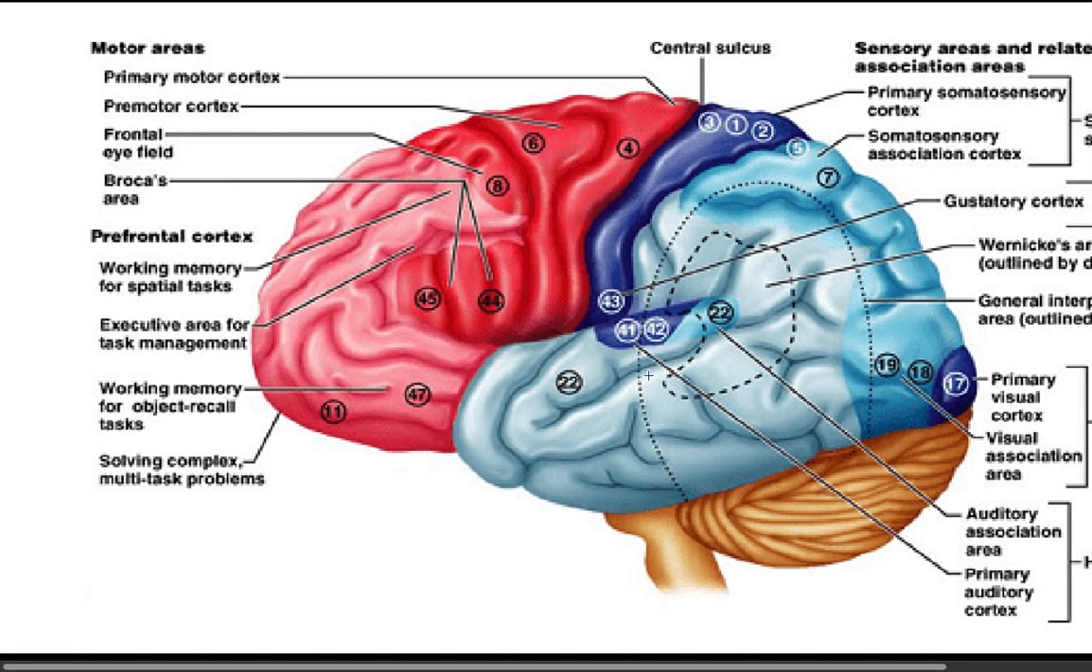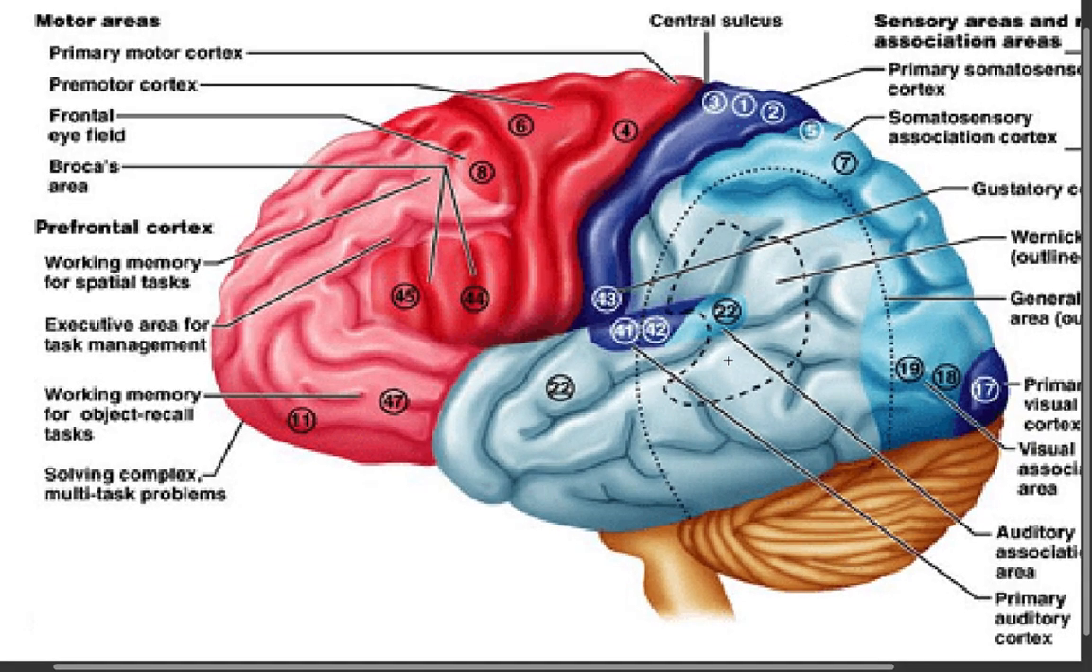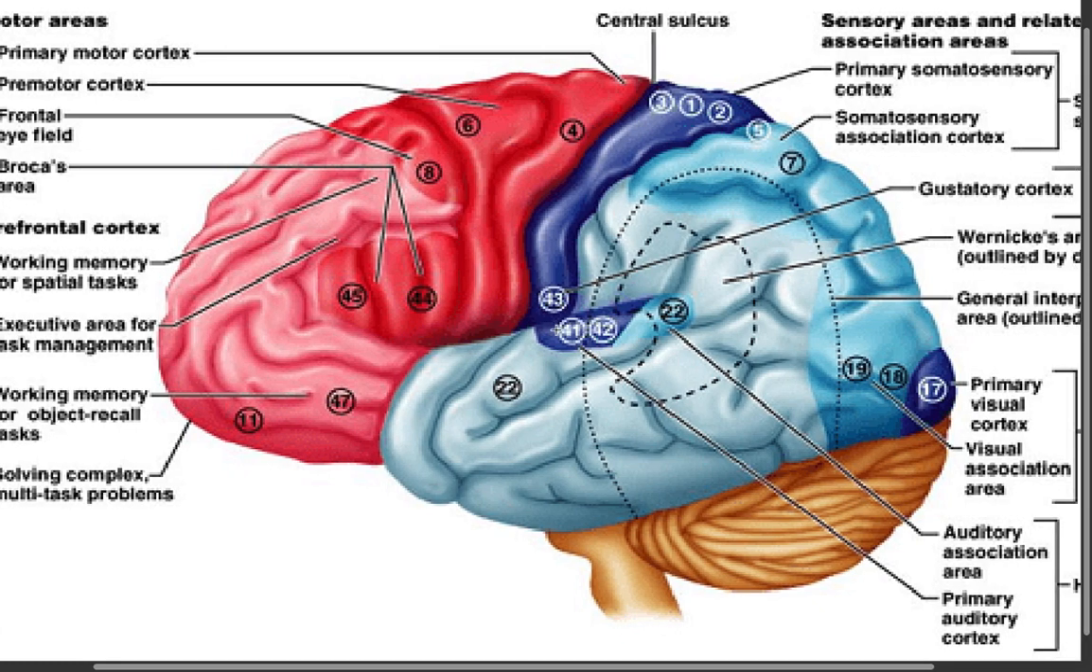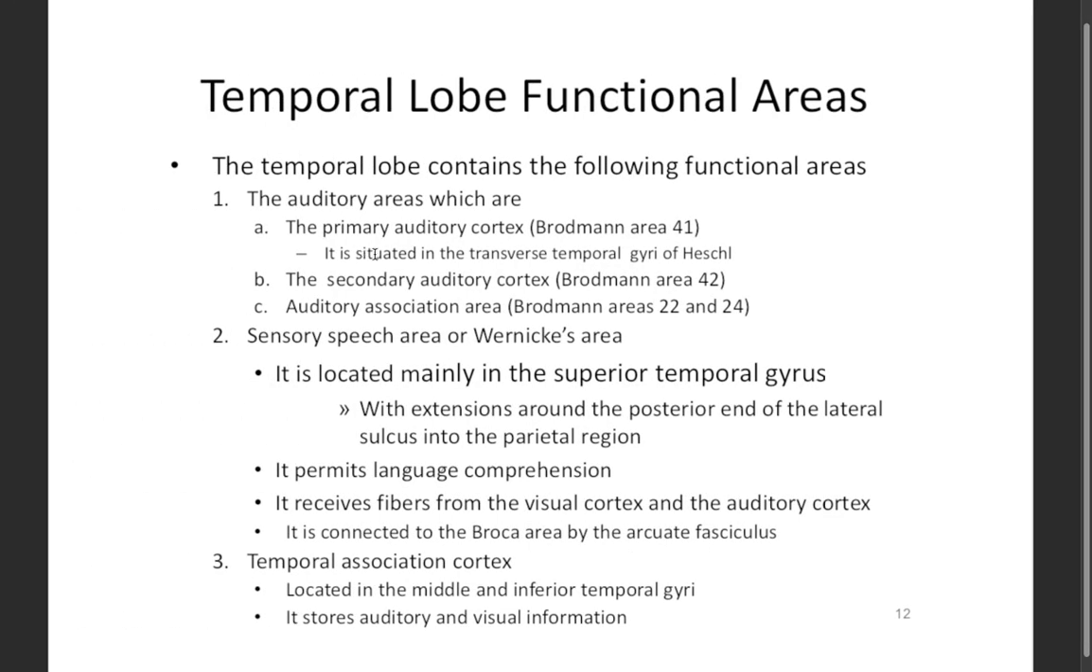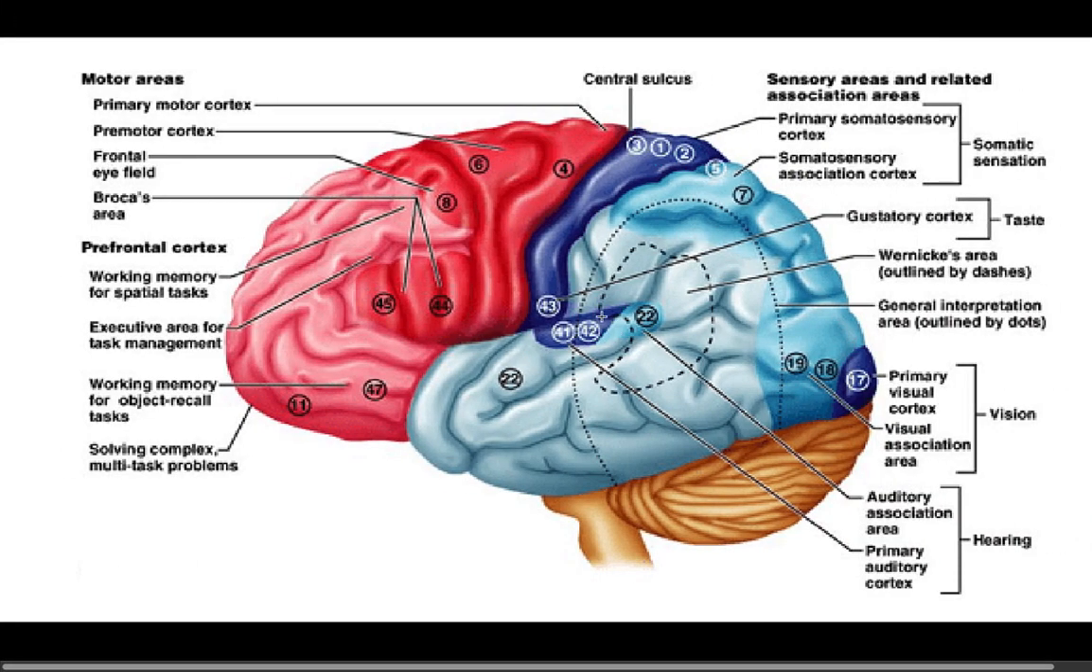If I come here, this is the lateral sulcus separating, above, the frontal and the parietal lobe and, below it, the temporal lobe. This is 41, the primary auditory area, and posterior to it this is the secondary auditory area. And note that this primary auditory area is in the transverse temporal gyri of Heschl. This Heschl is located here in the lateral sulcus.